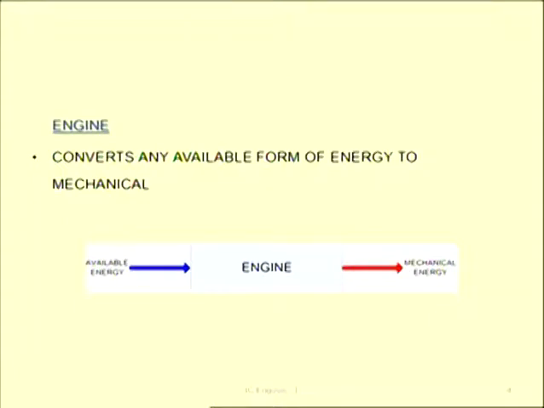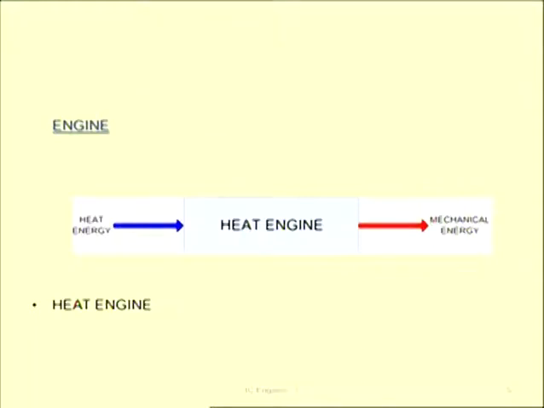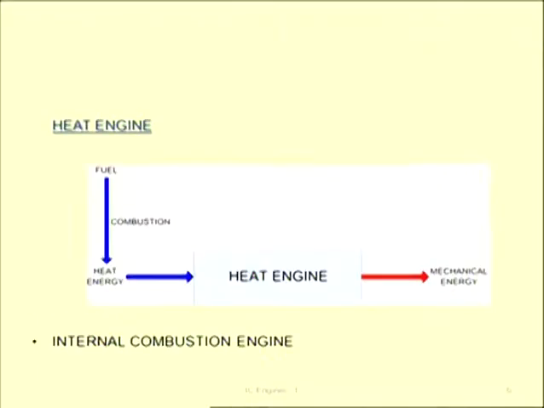As we already discussed, an engine converts any available form of energy into mechanical energy. Any device which uses a natural source of energy and converts it into mechanical work is called a prime mover, or an engine. If the available energy is in the form of heat, then we call it a heat engine. Our IC engine is actually a heat engine in which we use a hydrocarbon fuel like petrol, diesel or gas. When we burn it, the chemical energy is liberated, and this energy is used to convert it into a mechanical form. So this engine is called an internal combustion engine.